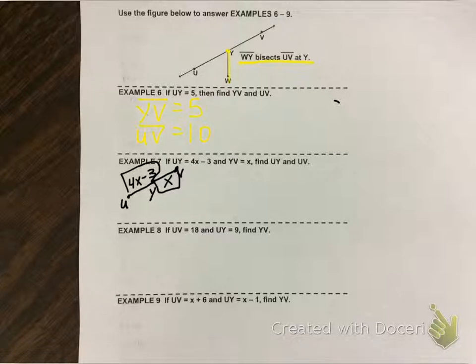We have this length and this length. If Y is the midpoint, then what's true about these two lengths? They're equal. Good. So 4x minus 3 has to be equal to x. And I now have a simple equation that I can solve here.